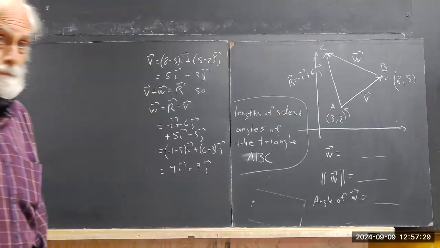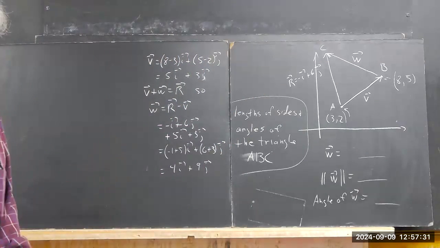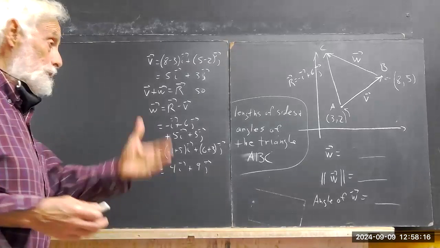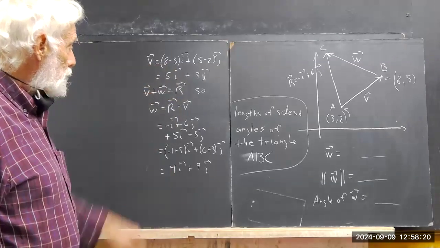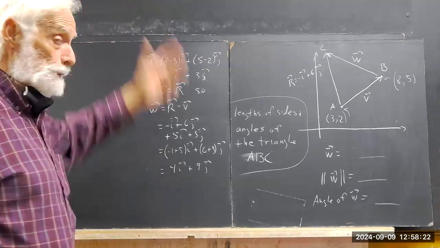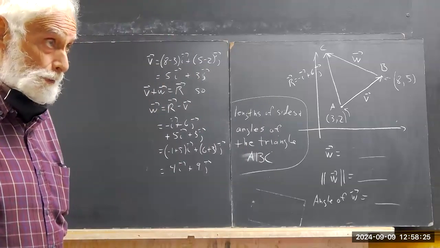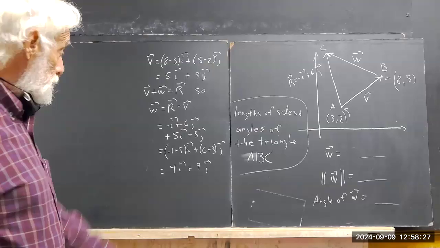What did I do wrong? I did something terribly wrong here. You want to tell me what it was? I was writing it down in a hurry and I wrote something that absolutely didn't match what I should have written. I said R minus B and then I wrote R plus B, because I was just looking at the symbols and not thinking about what it meant.